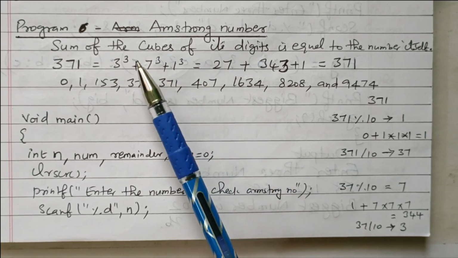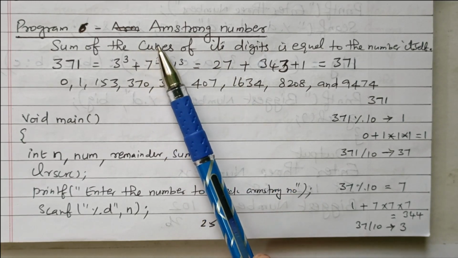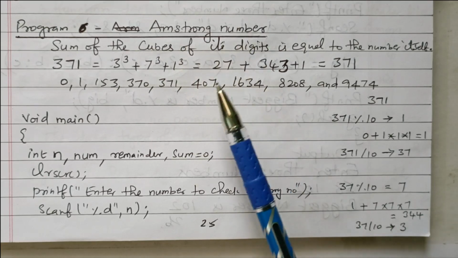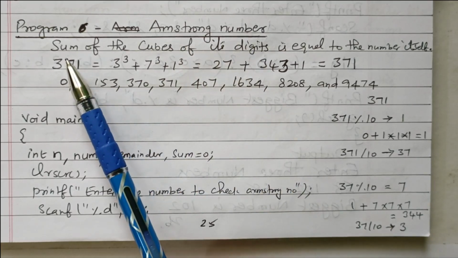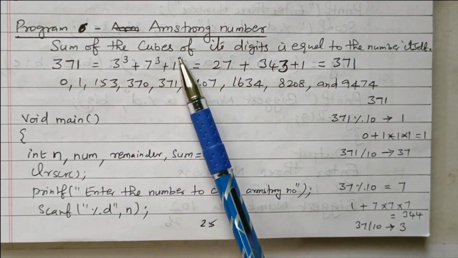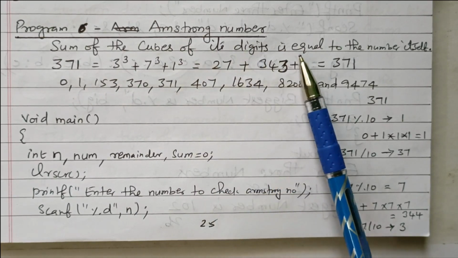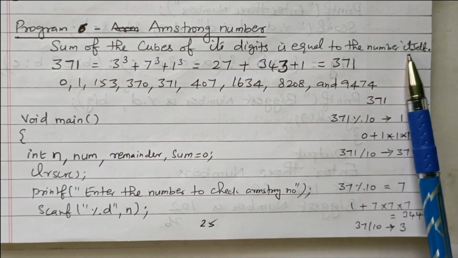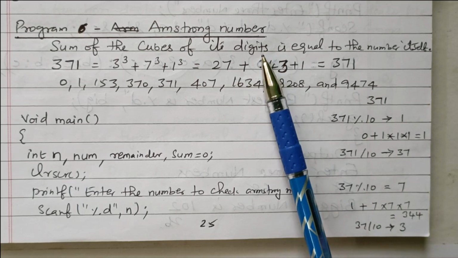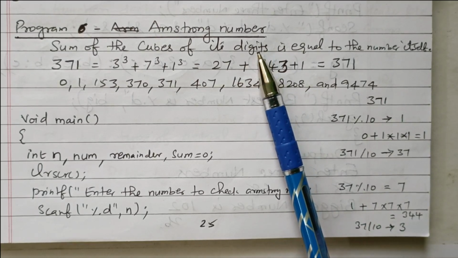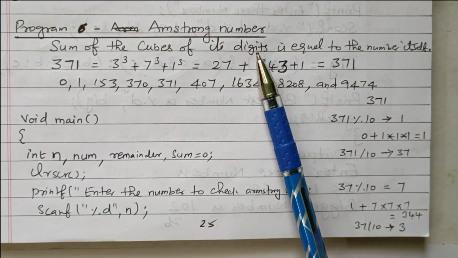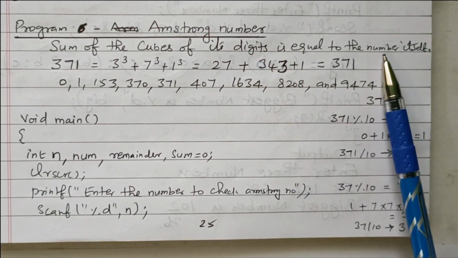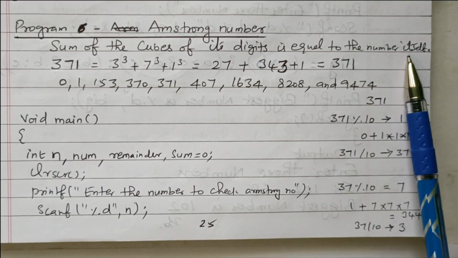Now we'll go to the topic: program to find whether the given number is Armstrong number or not. What is an Armstrong number? The sum of the cube of its digits is equal to the number itself. If you find the cube of each and every digit and add all the cubes, and the same number comes again, it is called an Armstrong number.